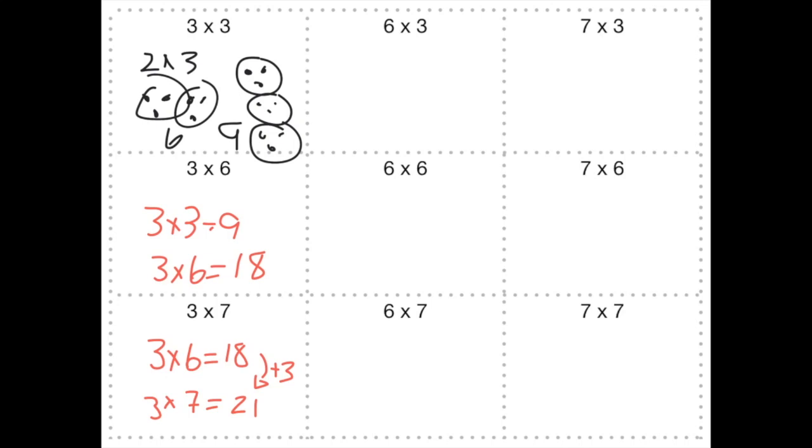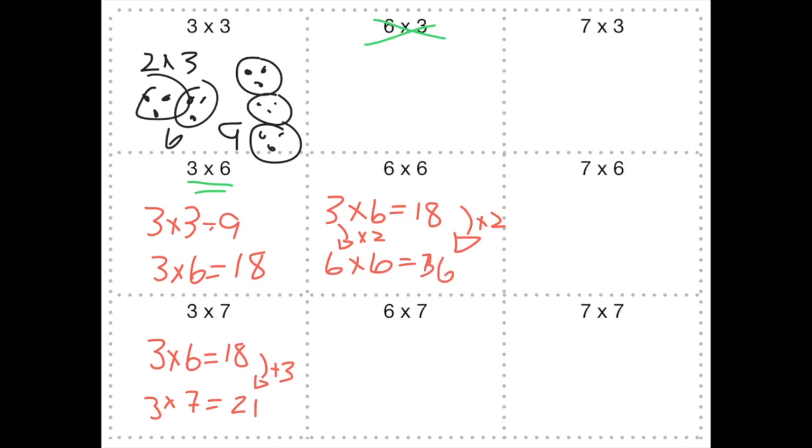Now a really fun thing happens here. Because we've already worked with 3 times 6, we can eliminate 6 times 3 and move on directly to 6 times 6. So here again, students are encouraged to use what they know about 3 times 6, which is 18, and recognize that 6 times 6 will represent the double because 6 is the double of 3. So 6 times 6 then must be 36.